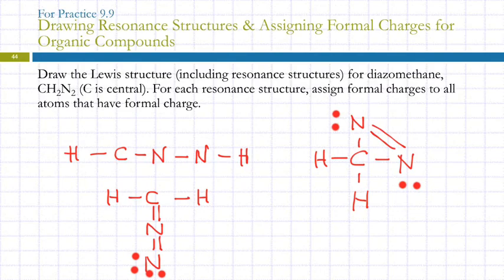What would the formal charges be? Does carbon have a formal charge there? No, it's got 4 bonds. How about this nitrogen? Comes with 5, leaves with 4, plus 1. And the other one has a -1. So we can draw that one, but that doesn't fit this; carbon is central. So both of those would still be Lewis structures? This one is a valid Lewis structure.